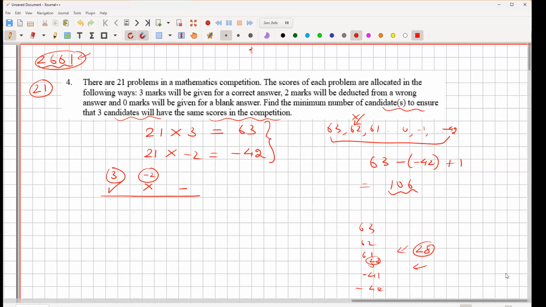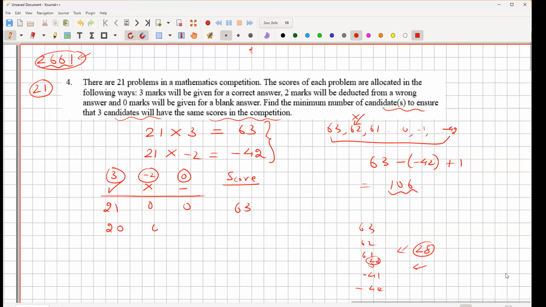Okay, so +3, -2, and 0. Right? Daria, you're with me so far? Yes. Okay, now this is the score you're going to get. Suppose the best guy gets 21 right. His score is 63. The next possible score is 20 right and you leave 1. For leaving 1, you don't have any penalty. So you get 60 marks.